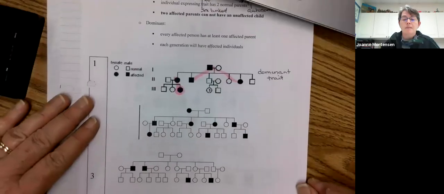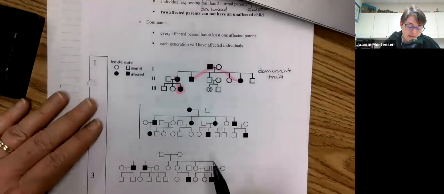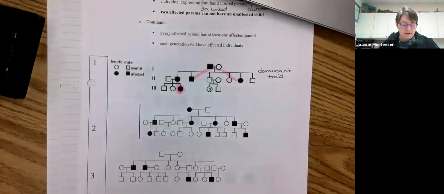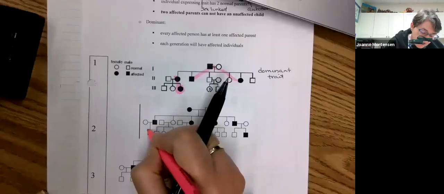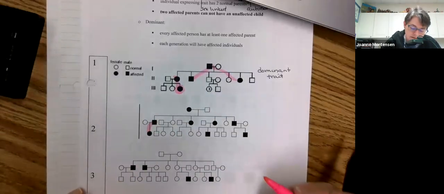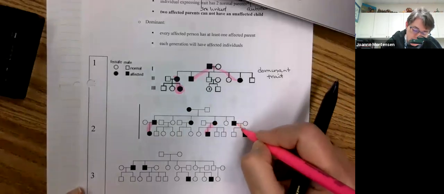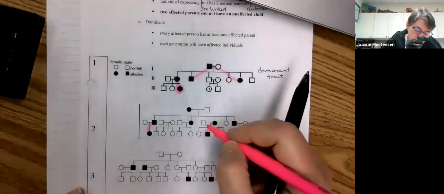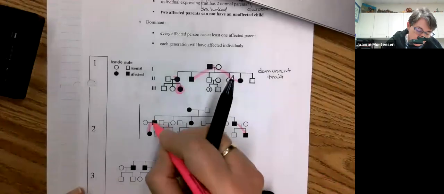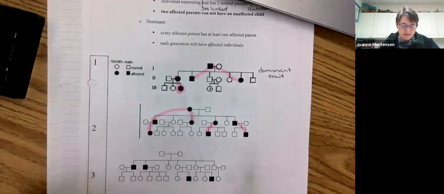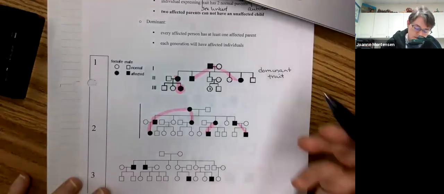Okay. Now, let's look at this generation. All right, so I don't know that my highlighter helps, but if we trace back, we're good. Mom's got it. Dad's got it. If we go from here, mom's got it. Mom's got it. So this also looks like a dominant trait.